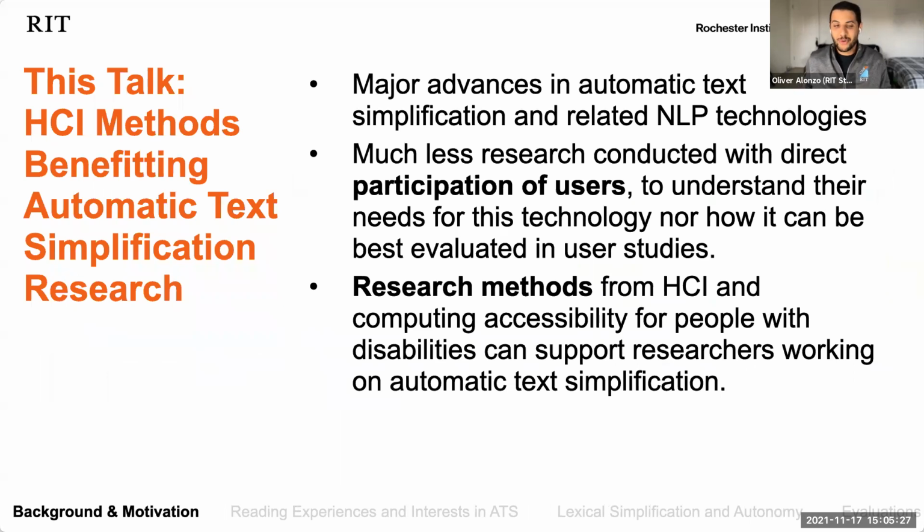The purpose of this talk is to highlight how HCI methods can benefit research in automatic text simplification. This is because there have been major advances in automatic text simplification and related natural language processing technologies, but much less research has been conducted with direct participation of users to understand their needs for these technologies or how these technologies can best be evaluated in user studies with these users. And so I want to highlight how research methods from HCI and computing accessibility for people with disabilities can support the researchers working on automatic text simplification.